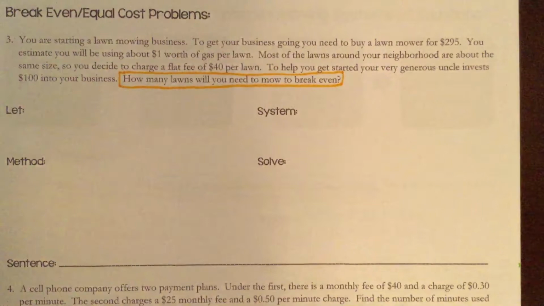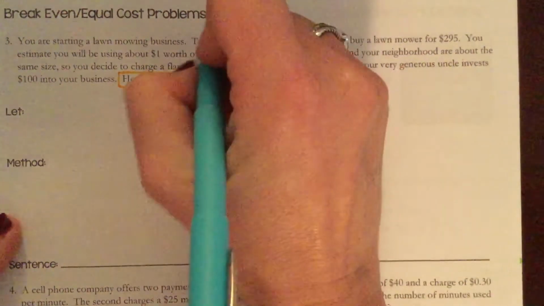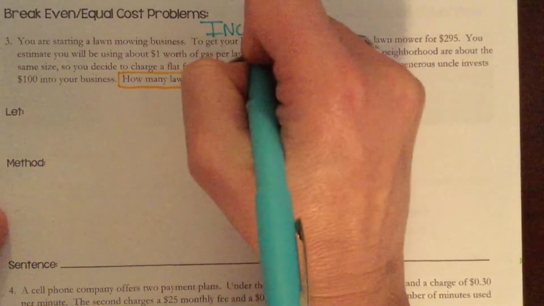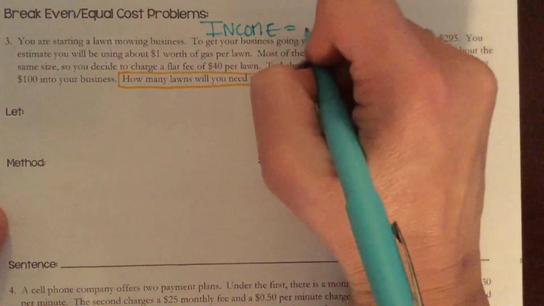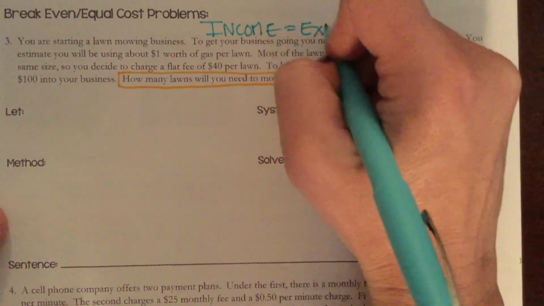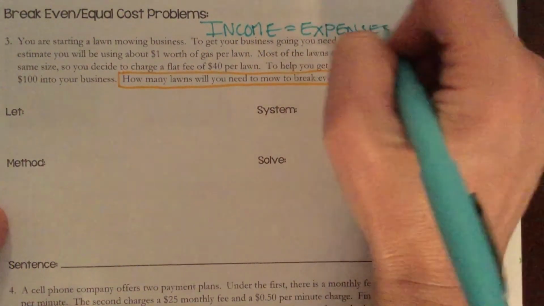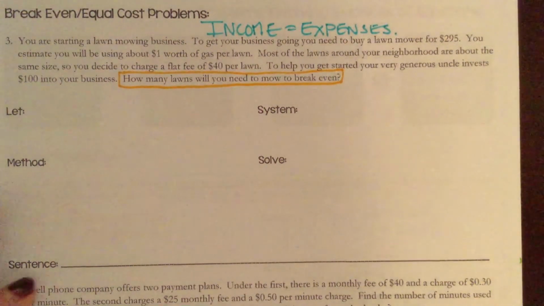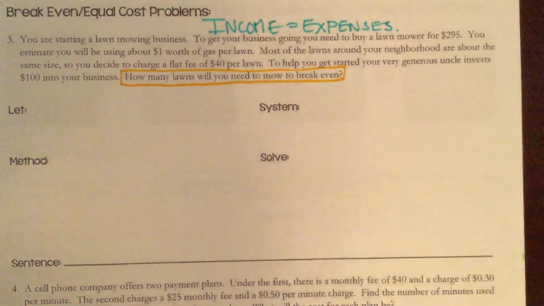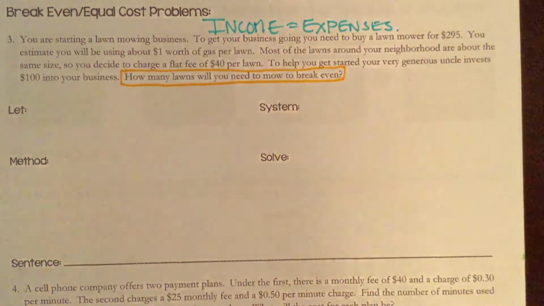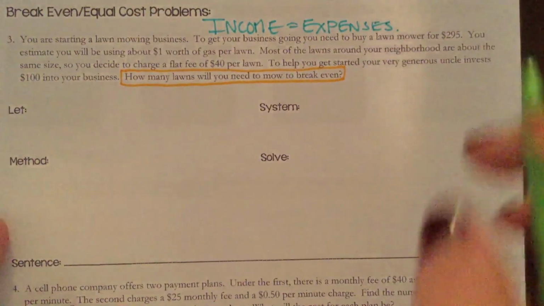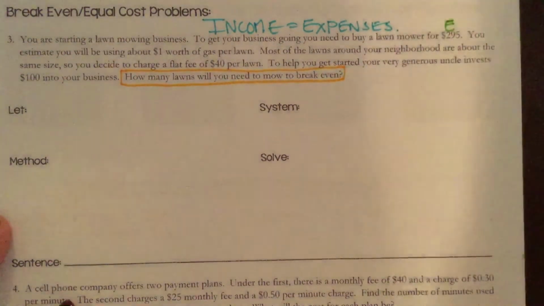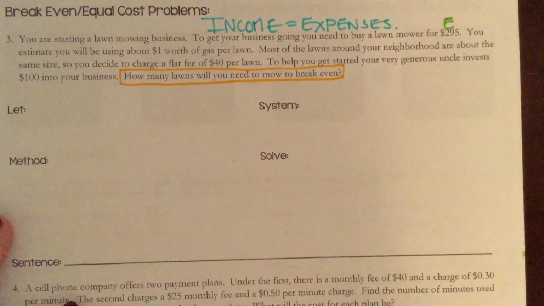All right, in a break-even problem, the amount of income we bring into our business is going to equal the amount of expenses we put out. Okay, so income will equal expenses. So let's go back through and read our problem and label each piece as income or expense. To get your business going, you need to buy a lawnmower for $295. That's money going out, so that $295 is considered an expense.